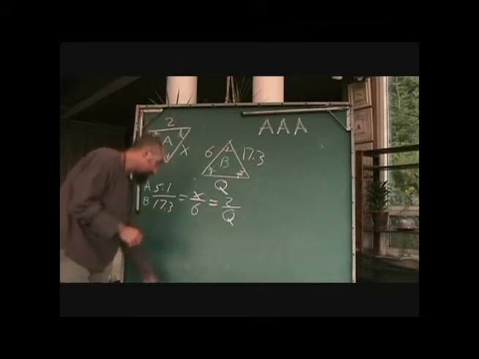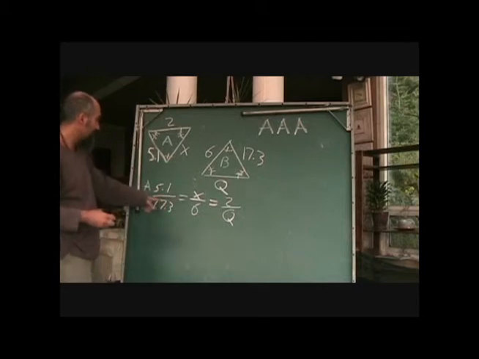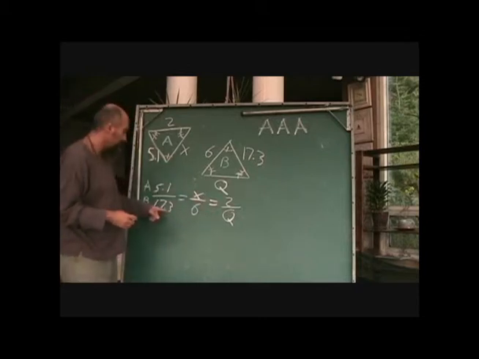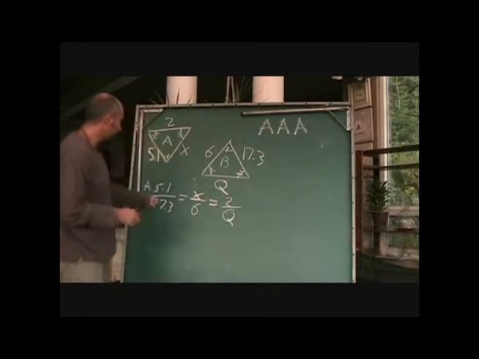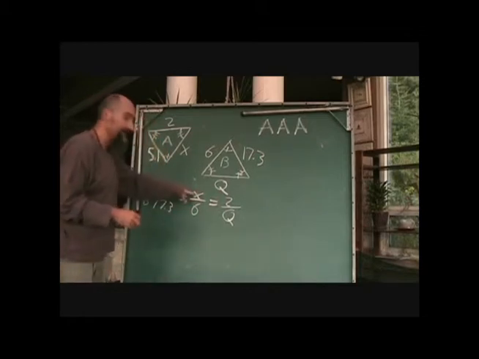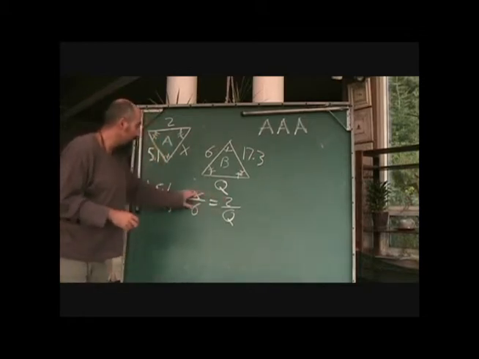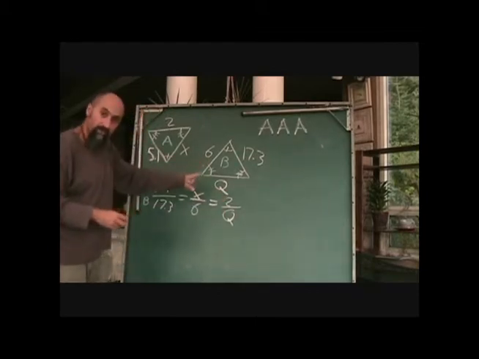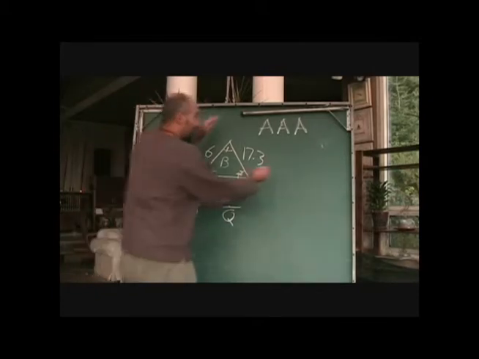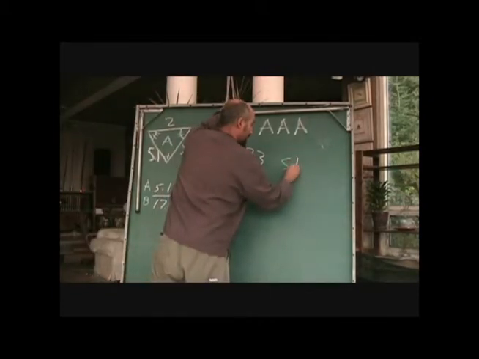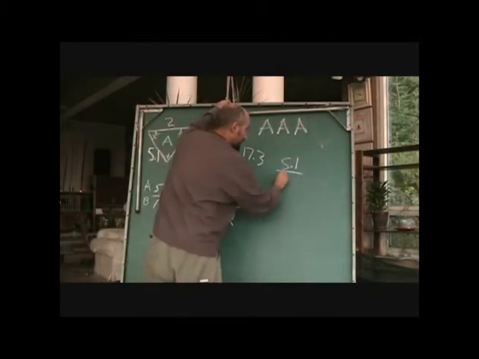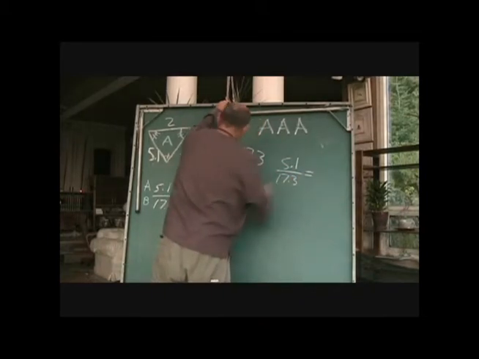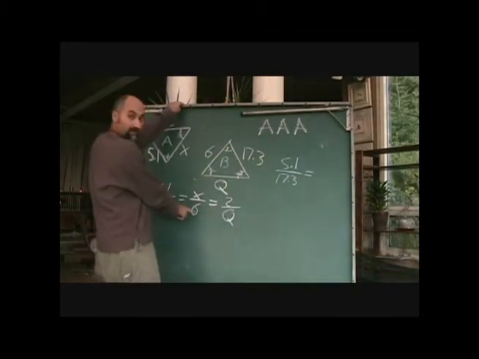Okay? So, now that we have this, we can start solving for x and q. What you do is your cross multiplication. Again, all you're doing is taking a chunk out of this and leaving that one alone, solving for x, and then you're going to take this guy and this guy, do the same thing, solve for q. So 5.1 over 17.3 must be equal to x over 6.